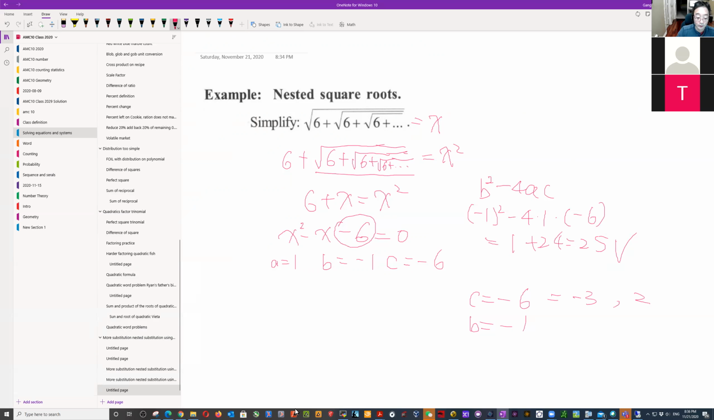This is an easy one. It's going to be (x minus 3)(x plus 2). Then x1 equals 3 and x2 equals -2. Observe that the whole thing has to be positive, so -2 is an extraneous solution. So the answer is 3. It looks very strange, but you are able to solve it with the quadratic equation.